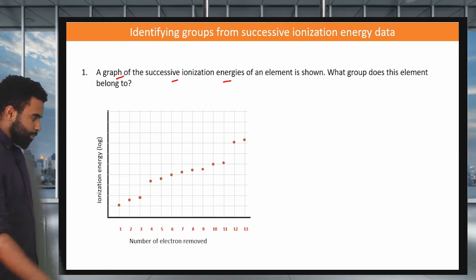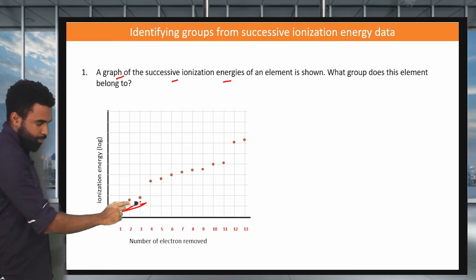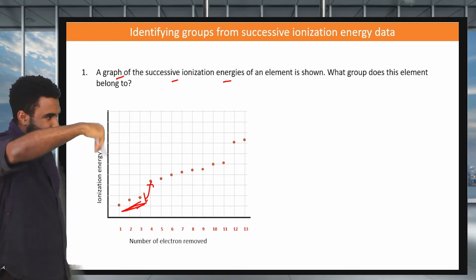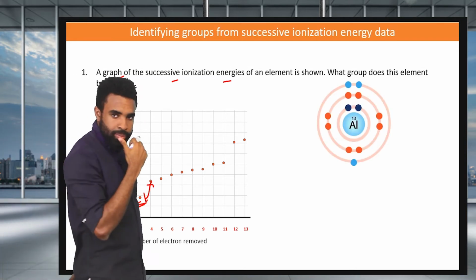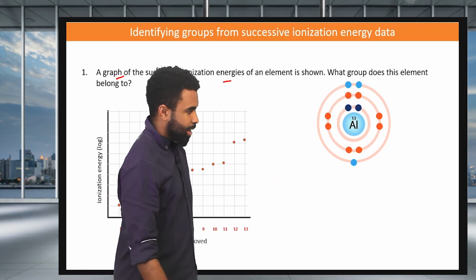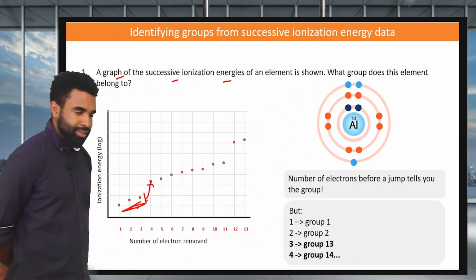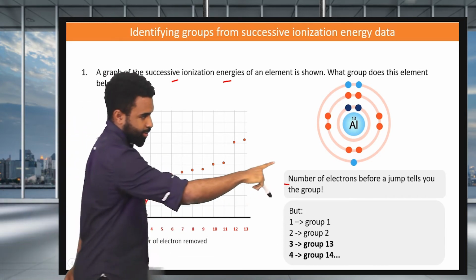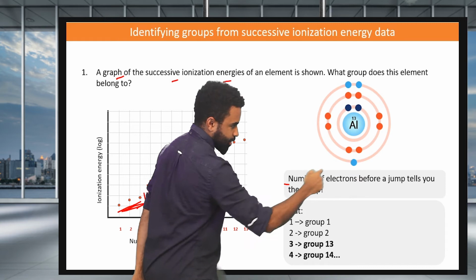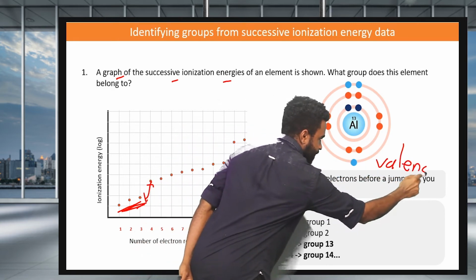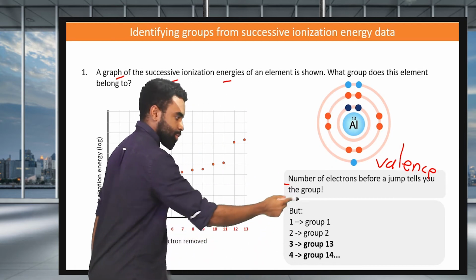It's really quite simple. We need to count the number of electrons before we have a jump. Here we have 3 electrons before a jump. That means there are 3 electrons on the outside that are easy to remove. There are 3 valence electrons. And the number of valence electrons, we know, tells us the group. So the number of electrons before a jump tells us the valence electrons, which tells us the group. I didn't include the valence stuff here. Hopefully you know how to spell the word valence by now.